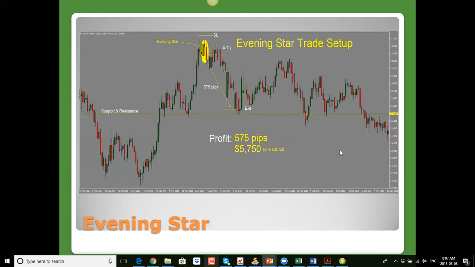This is again on a daily chart. So when these patterns show up on a daily candlestick, so that's why I like to look at the daily candlesticks. These are very important patterns.